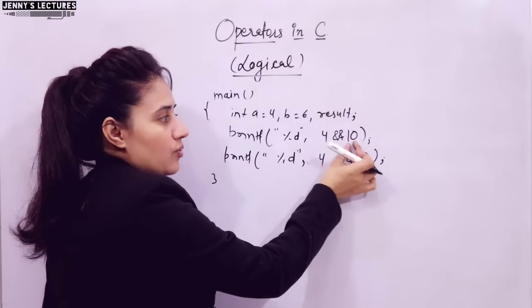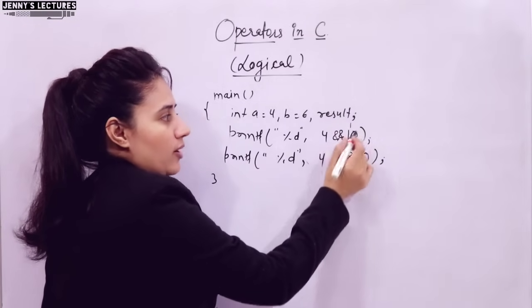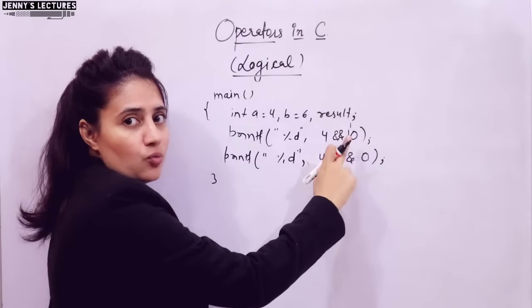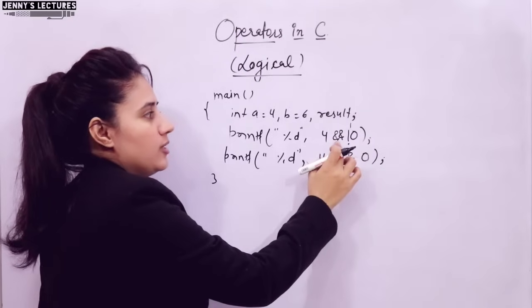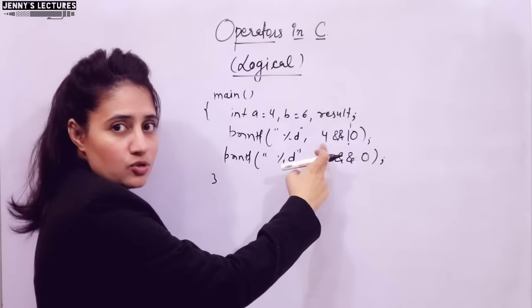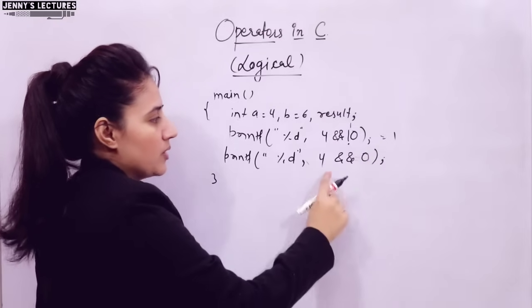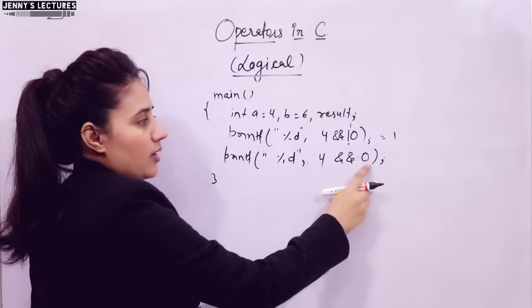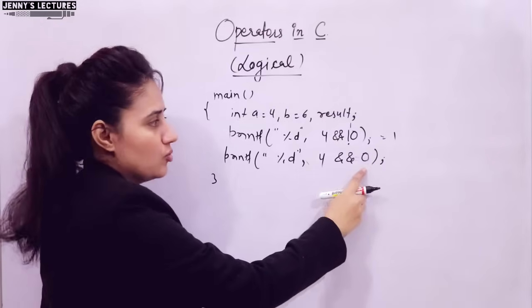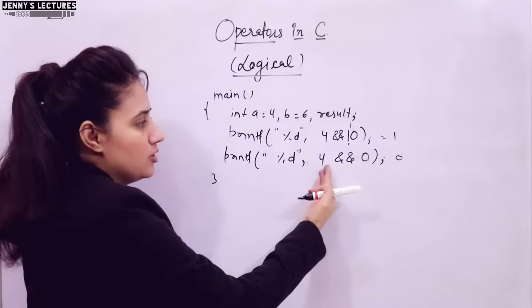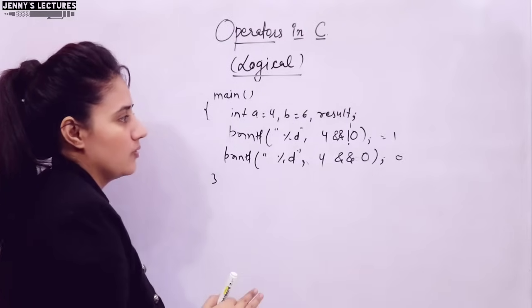Logical NOT 0 will give 1, meaning the negation of 0 is 1, that is true. Now this would be executed: 4 AND 1. This value is other than 0, so it is true. True AND true will give 1. This one, 4 logical AND 0, will give 0, because this is true and this is false, so it will give 0, right?